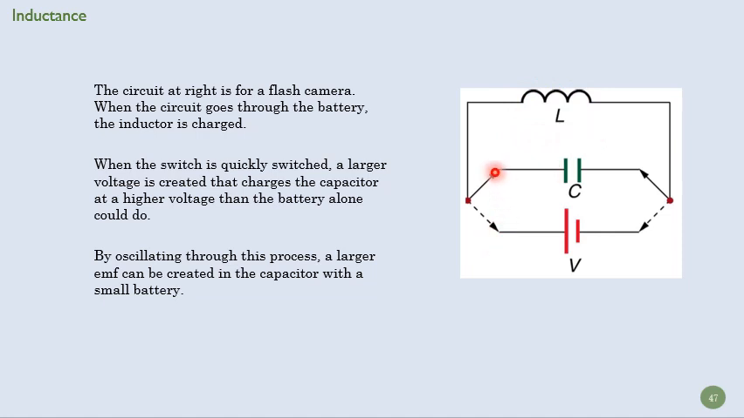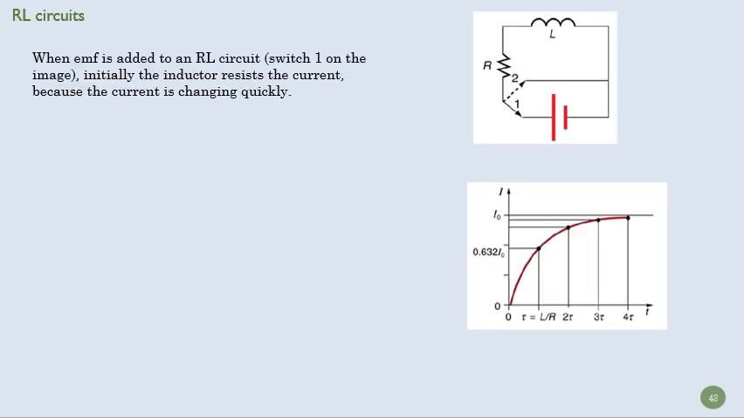If I switch this on and off and keep doing it, that higher voltage is going to allow me to charge that capacitor to a much higher level than if I just had the battery alone. And as you might remember from talking about capacitors, if I want to make this flash work, I connect this to my flash, and it can discharge that capacitance really quickly. So that's one of the main uses of an inductor like this.